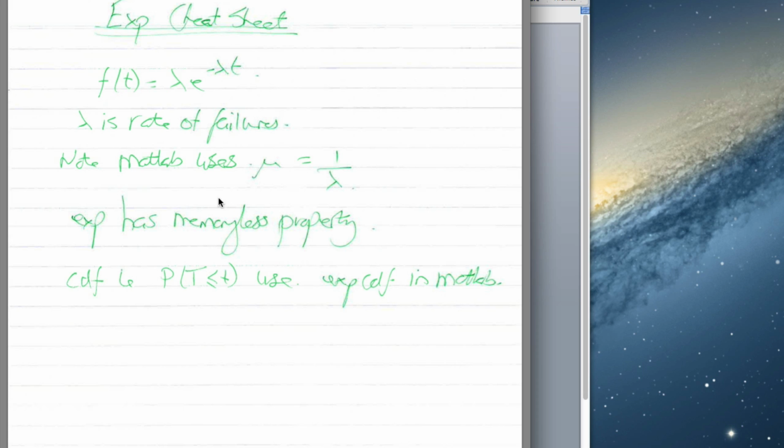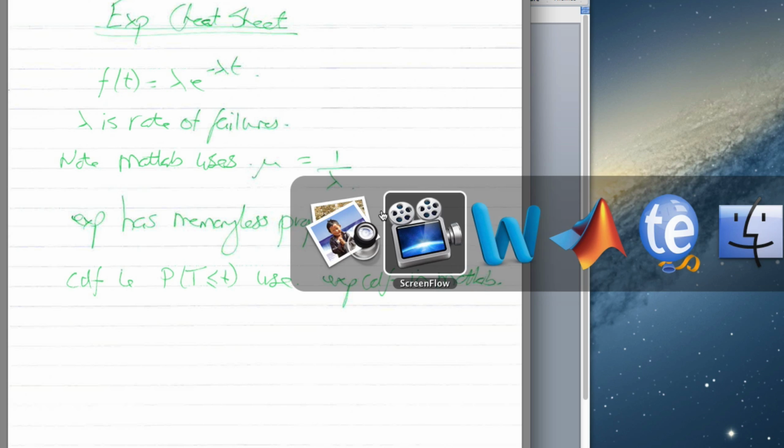Like the Poisson distribution we've talked about before, the exponential has the memoryless property, which we'll see a little bit later. And the main thing is, for the CDF, the probability that T is less than or equal to t, you use expcdf in MATLAB.